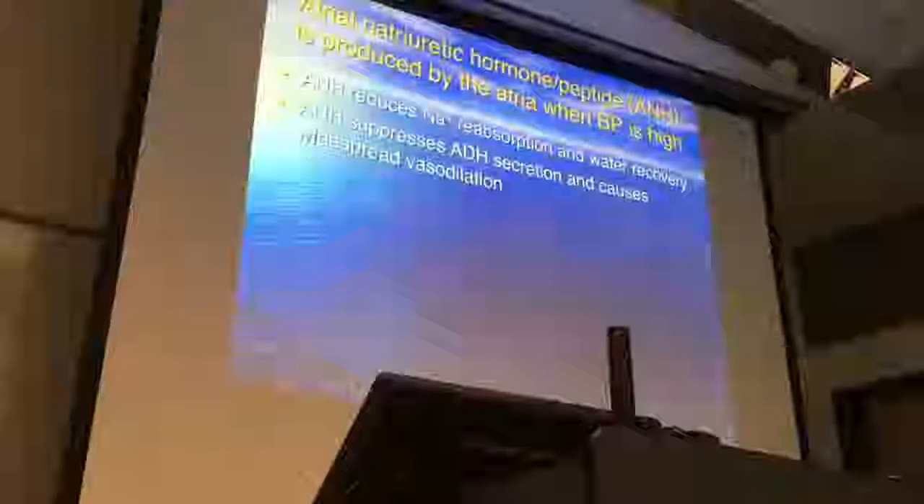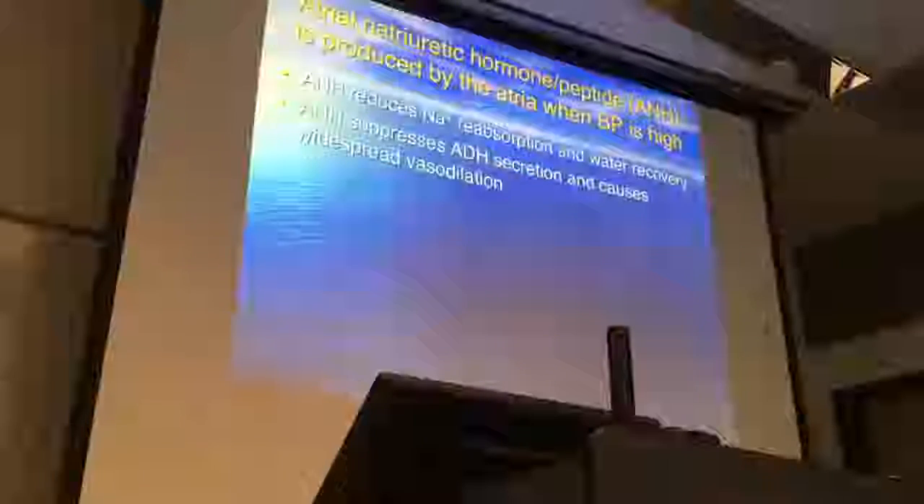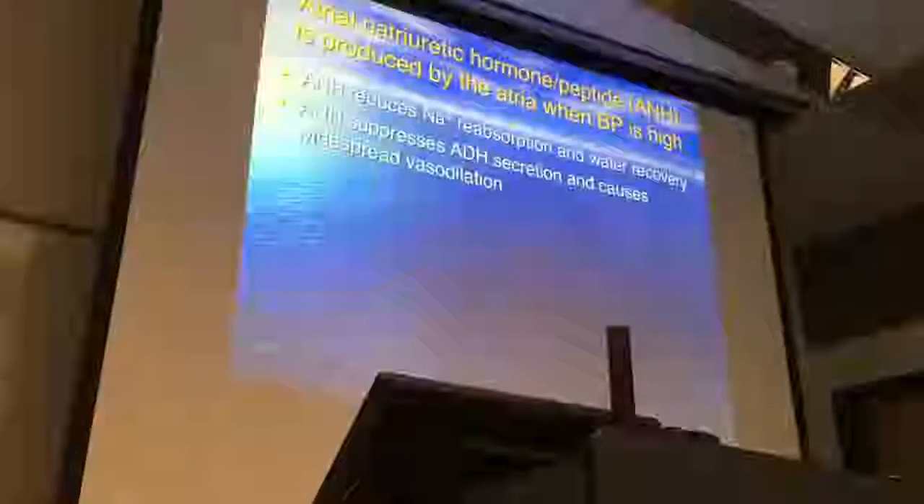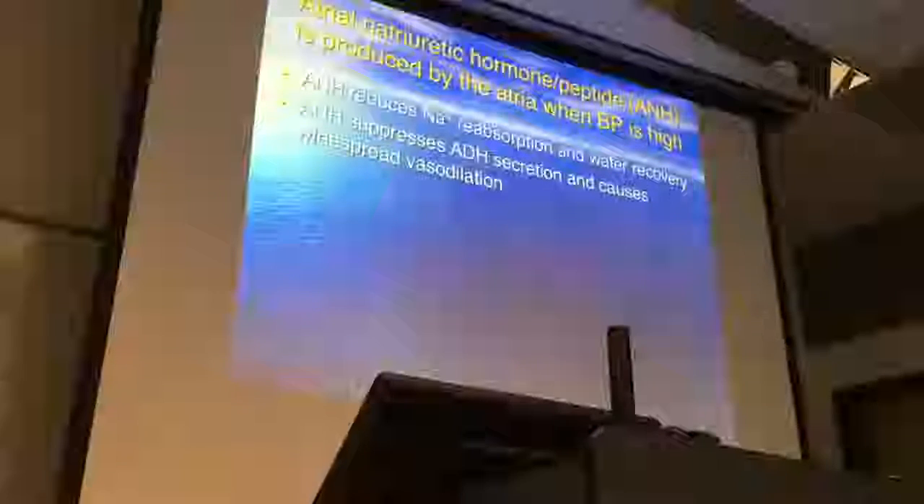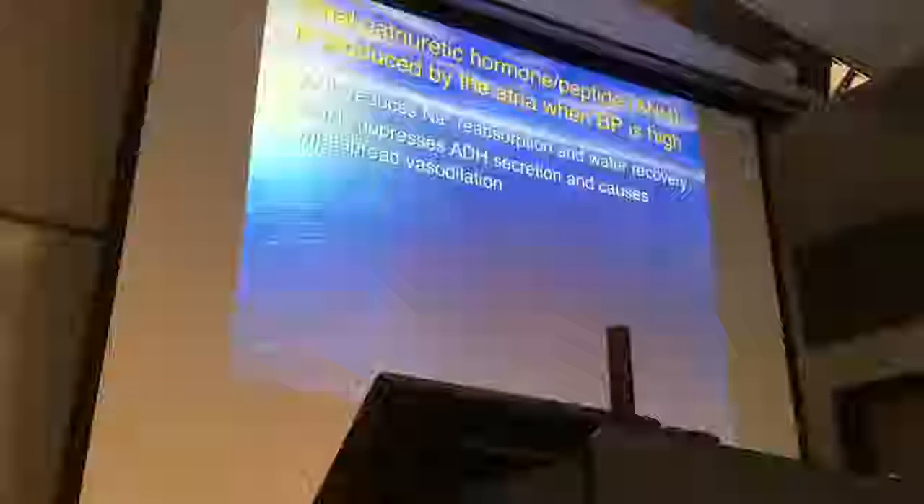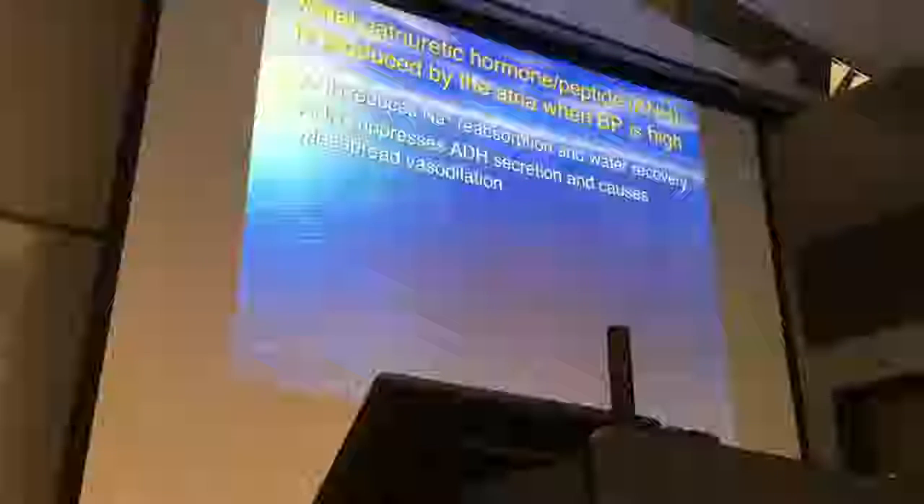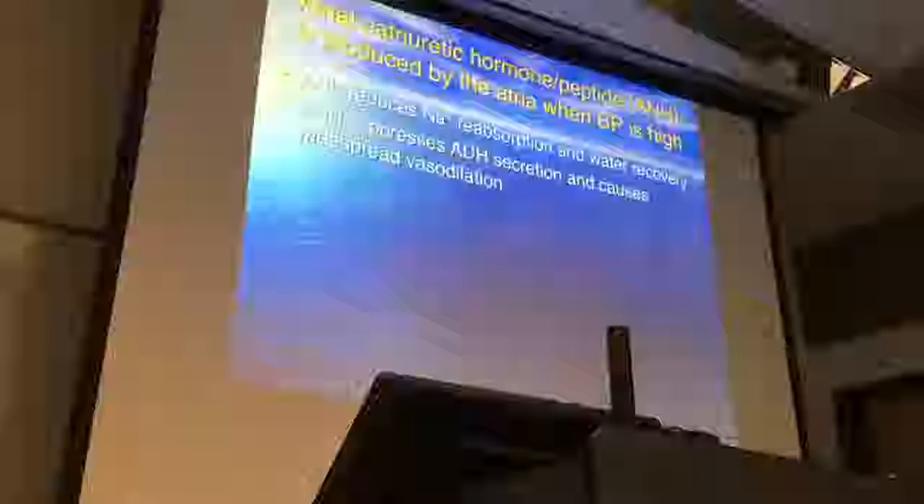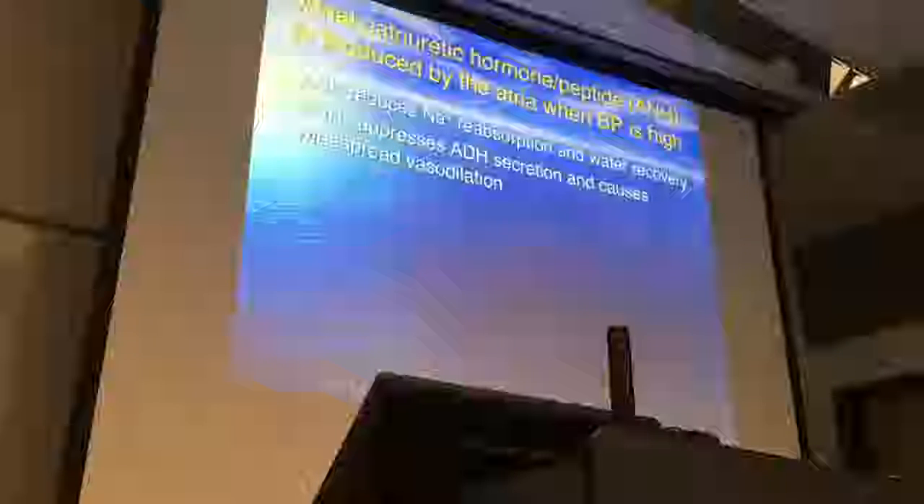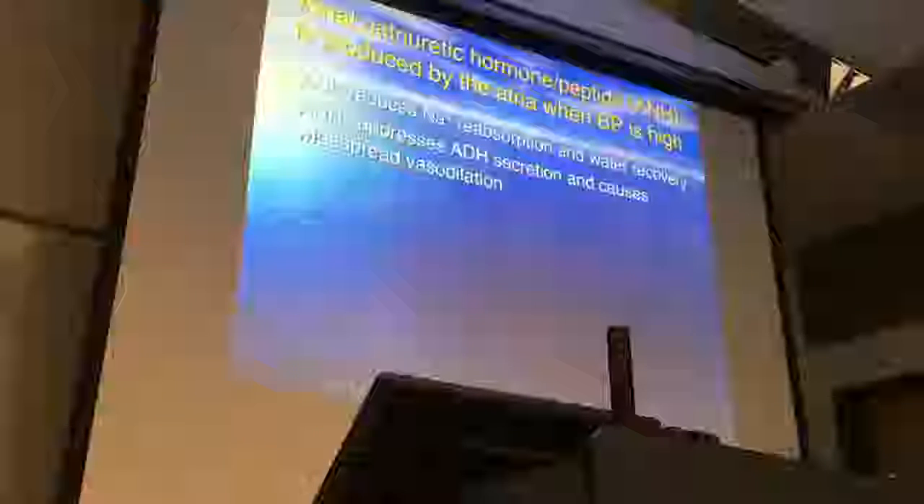Cardiac muscle cells will release atrial natriuretic hormone if they're stretched too much. And that comes from your blood volume being too high and your blood pressure too high. And we already said that's going to lead to increased water loss. It does two things.